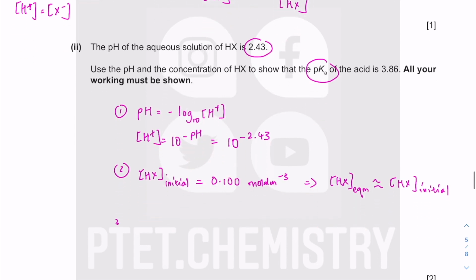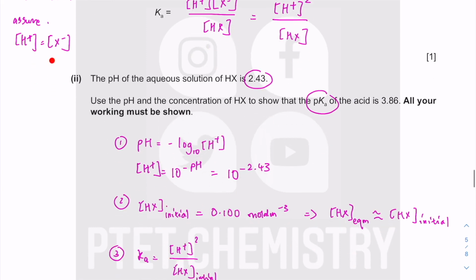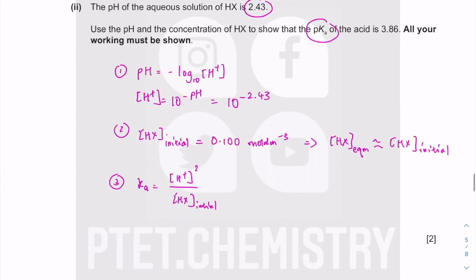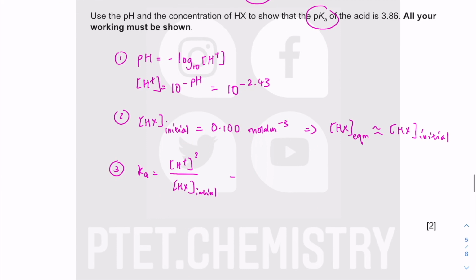So perhaps I can start by showing Ka first. Ka from the previous part of the question is [H+]² over [HX] initial, because I have made this approximation for the second step, in addition to the approximation for the first step. So first assumption, second assumption: weak acid, Ka. Put that into your calculator: 10 to the power of minus 2.43, using that exact value, squared, divided by 0.100.